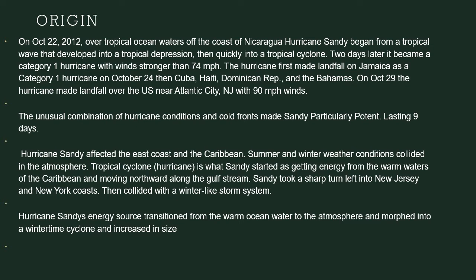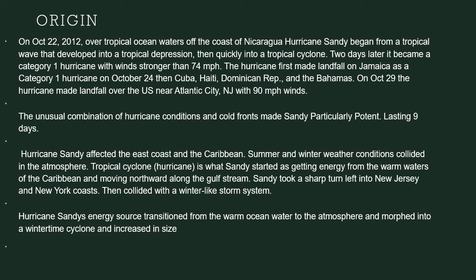On October 22nd, 2012, over tropical ocean waters off of the coast of Nicaragua, Hurricane Sandy began from a tropical wave that developed into a tropical depression, then quickly into a tropical cyclone. That's a lot of tropicals, sorry about that. Two days later, it became a Category 1 hurricane with wind stronger than 74 miles per hour. The hurricane first made landfall on Jamaica as a Category 1 hurricane on October 24th, then Cuba, Haiti, Dominican Republic, and the Bahamas.